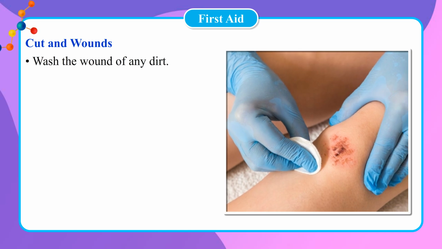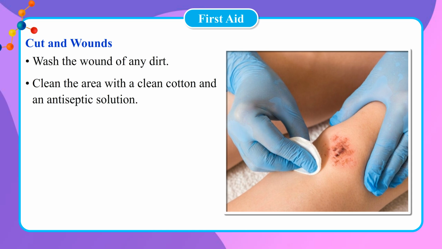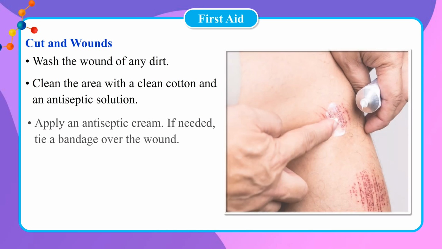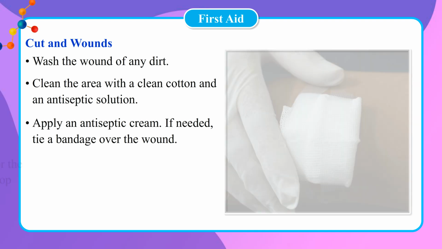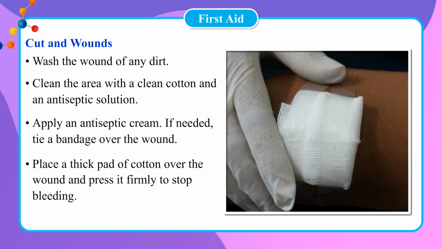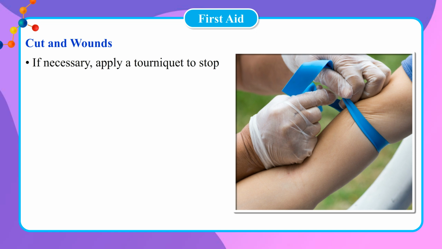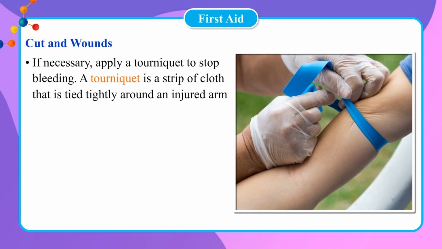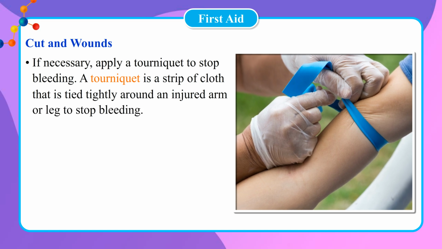Wash the wound of any dirt. Clean the area with a clean cotton and an antiseptic solution. Apply an antiseptic cream. If needed, tie a bandage over the wound. Place a thick pad of cotton over the wound and press it firmly to stop bleeding. If necessary, apply a tourniquet to stop bleeding. A tourniquet is a strip of cloth that is tied tightly around an injured arm or leg to stop bleeding.